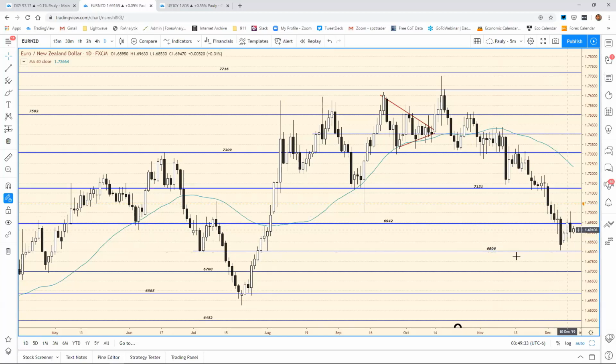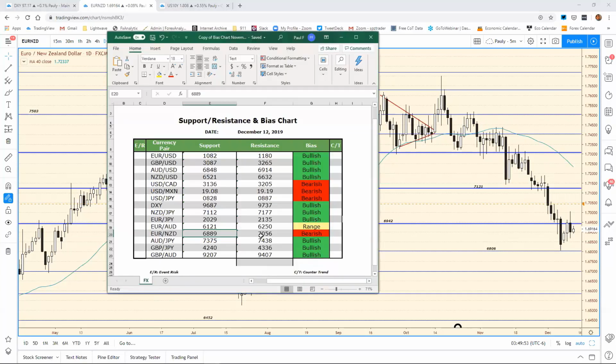We've rebounded. We had said that was going to be support at 68.06, and we were expecting an upside return back to 69.42. We got that. We had put our resistance at 70.56, and we're going to stay with that, 70.56. The downside, it's going to be right there, 68.55.